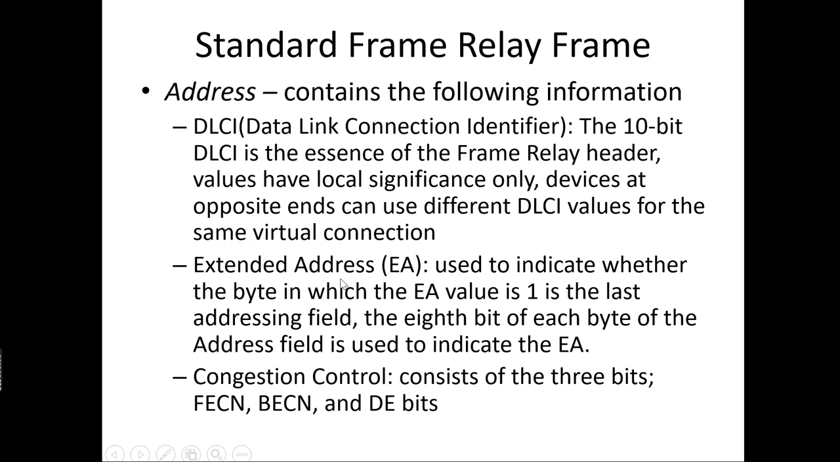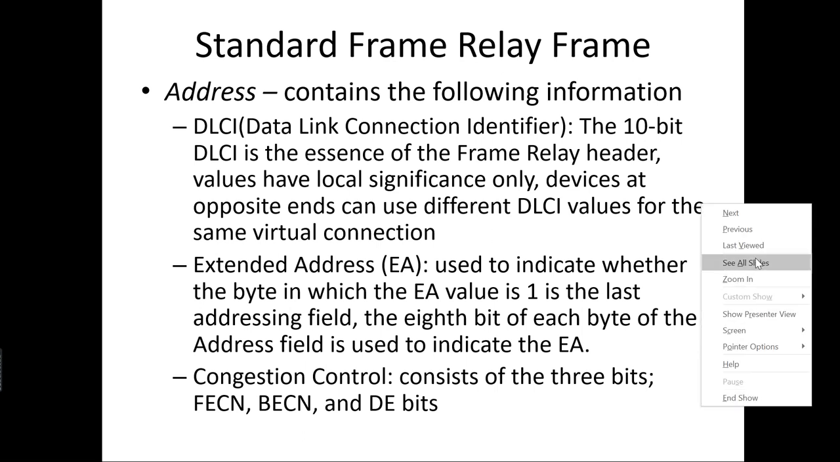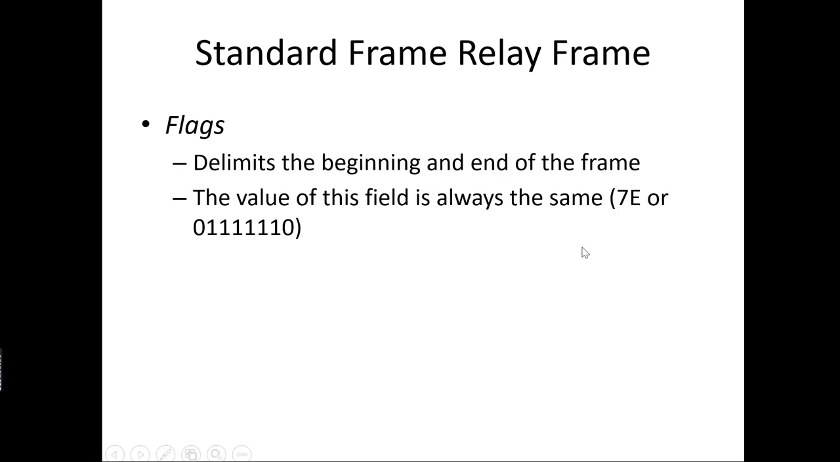So next one is the extended address. This is to indicate whether the byte in which the EA value is present is the last field or not. So it can have some extended bits available. And then congestion control. It has a 3-bit value. It tells about whether it is an FECN, BECN, or the DE. What is the DE bit? We have seen in the previous slides.